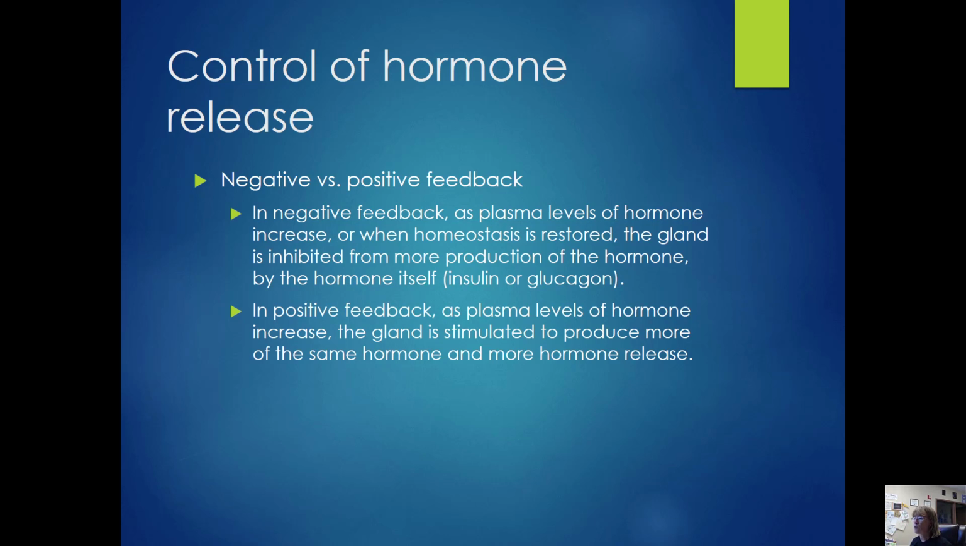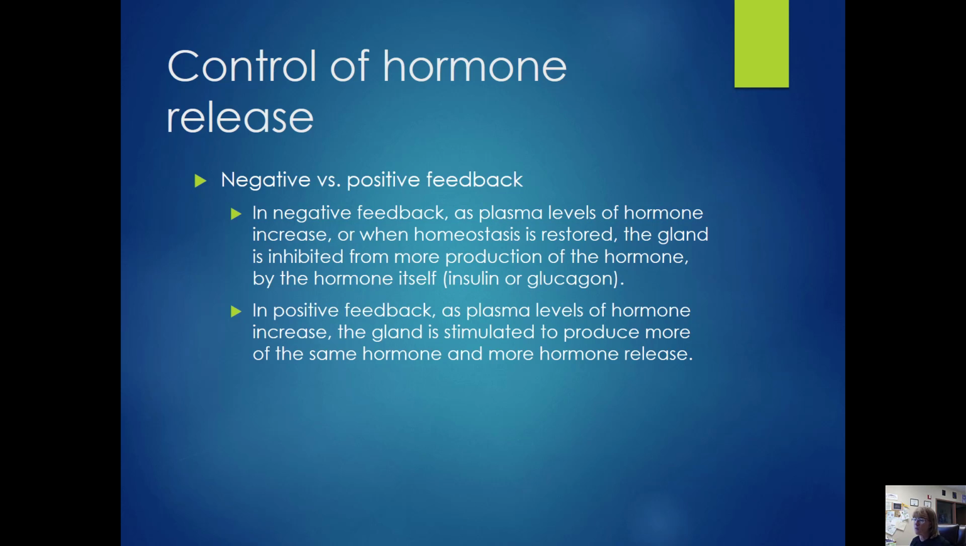Typically, homeostasis works through negative feedback mechanisms. As plasma levels of a hormone rise, or when homeostasis is restored, the gland is inhibited from producing more of the hormone, which can be by the hormone itself. Like I showed you how the thyroid hormone inhibits TSH and TRH production, and insulin and glucagon inhibit one another so that you're not raising and lowering blood sugar at the same time and messing everything up.